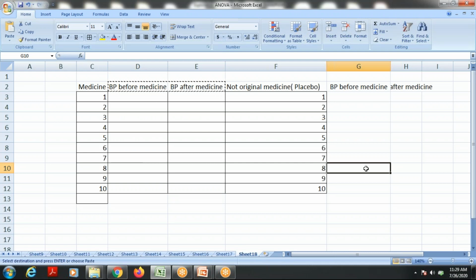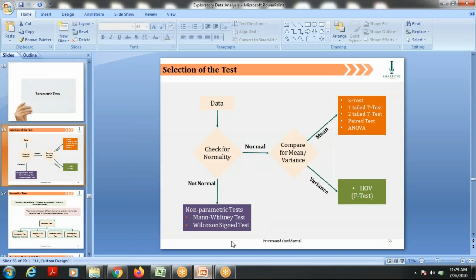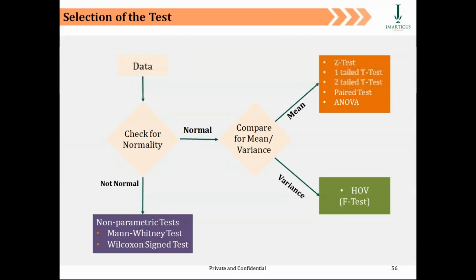That is called the paired test, wherein we pair it. For the first person I'm pairing before medicine and after medicine. For the second person also I'm saying before medicine, after medicine. This is t-test or z-test only. In terms of statistical calculation, it is only t-test and z-test, but we call it paired, the reason being the objective is to measure the effect of some activity.